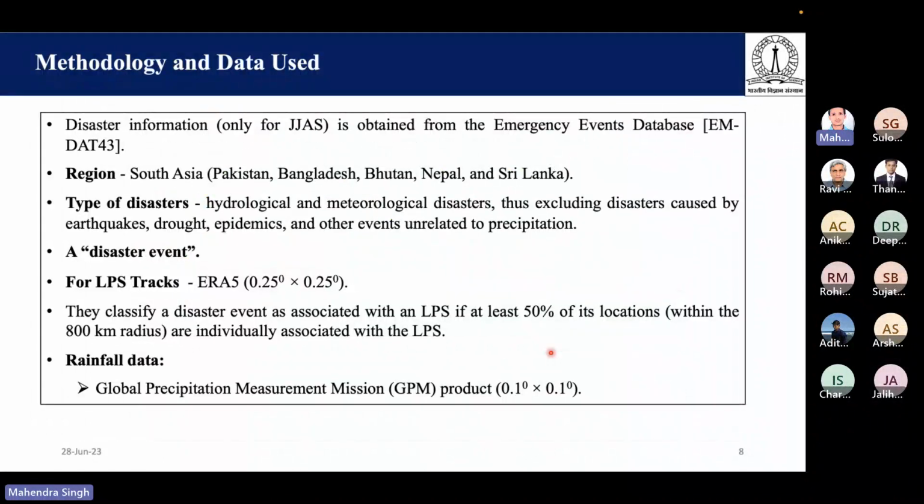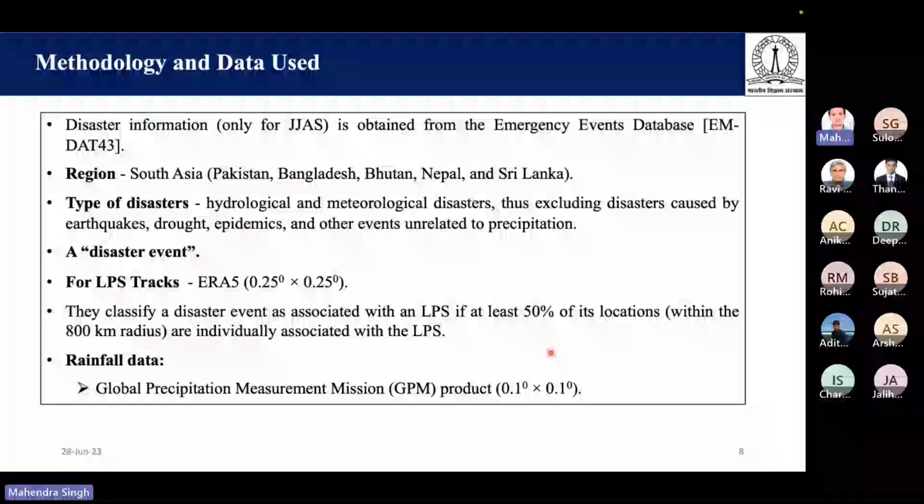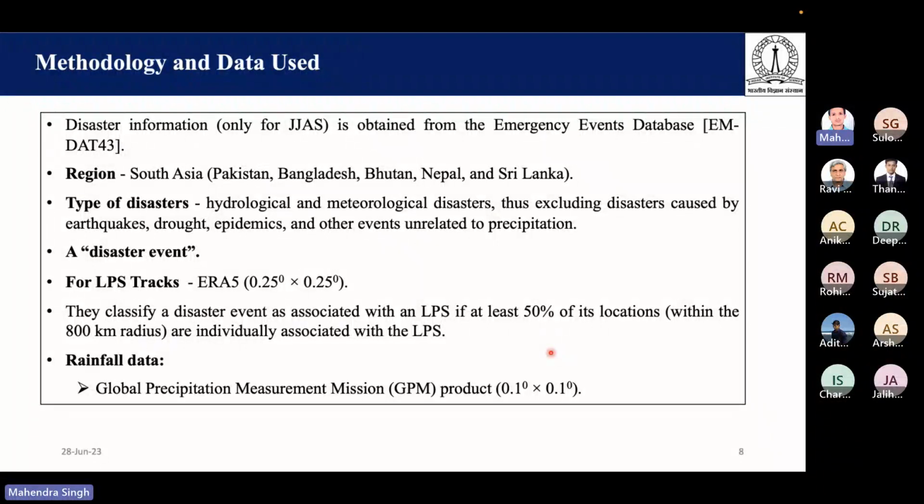So what are the methodology and data they have used? For the disaster information, they have used the Emergency Events Database, and they selected the South Asia region for their study, mainly focusing on Pakistan, Bangladesh, Bhutan, Nepal, Sri Lanka, and India. They have included only two types of disaster, which are mostly connected to low pressure systems: hydrological and meteorological disasters.